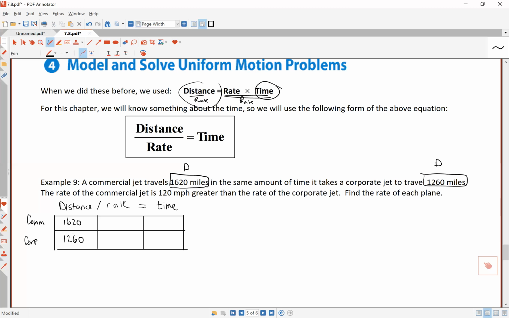The commercial jet has a speed that is 120 miles per hour greater than the speed of the corporate jet, x plus 120. So the formula says distance divided by rate, or 1,620 divided by my rate of x plus 120. And the time for the corporate jet is the distance divided by rate, 1,260 divided by x. When we read back through this problem, we see that it takes the same amount of time for both of these two jets to travel. And so if it's the same time, we take these two times and we set them equal to each other. 1620 over x plus 120 equals 1260 over x.